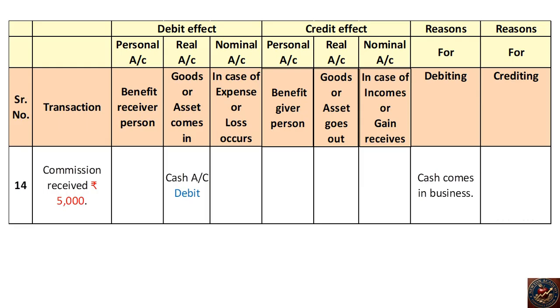The credit side. Commission received is a revenue earning for our work. According to the nominal account rule, we credit all incomes and gains. Therefore, we credit commission account. The reason for crediting is received commission is an income of the business.